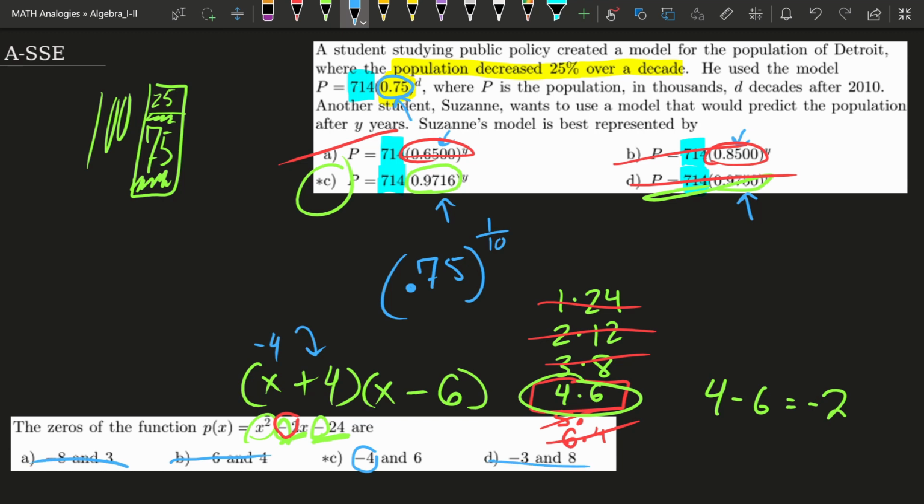Also, if you wanted the other one, instead of negative 6, you would just have the opposite, positive 6. If x were positive 6, then we would have 6 minus 6 equals 0. That is indeed correct. So choice C is our winner.